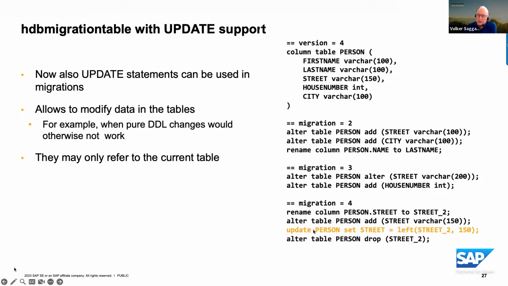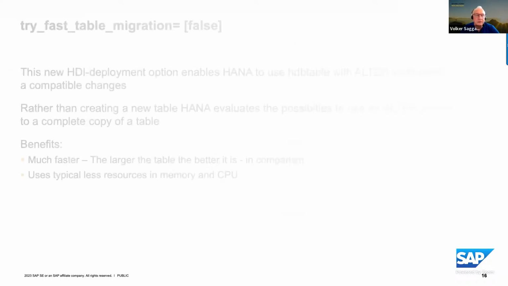So by this, we are able to downgrade the length of a field, which was very cumbersome until now. I hope you like this feature and you use it. It is the first time we have DML inside migration table.